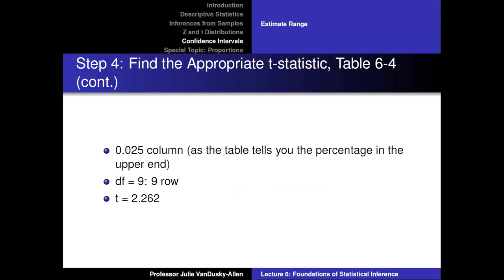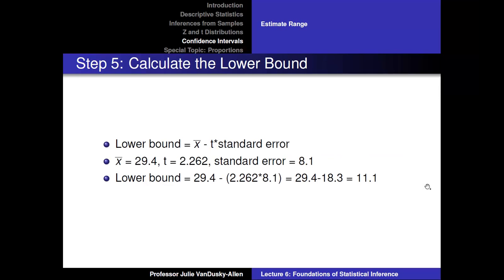Note that from this point forward, you will always be required to use the 0.025 column for confidence intervals. So you should just make a note somewhere to use the 0.025 column for confidence intervals. Now we have all the information we need to calculate our confidence interval.